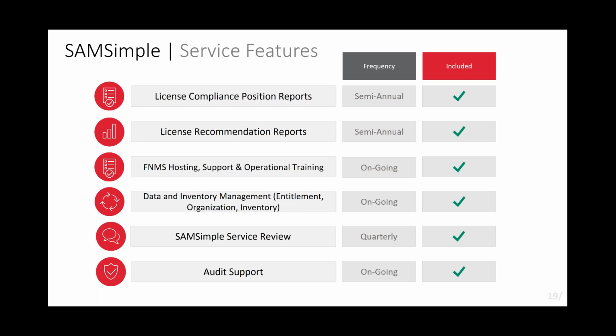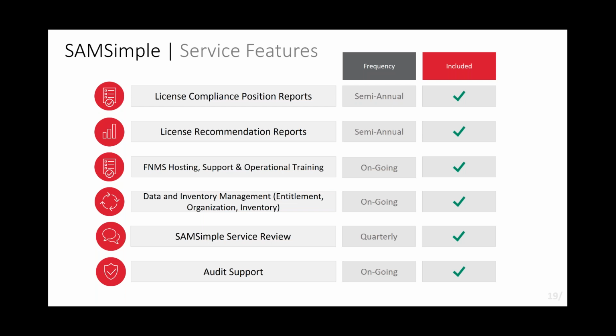So when it comes to the hosting of Flexera's FNMS, FlexNet Manager Suite, the hosting, the support, and the operational training are provided on an ongoing basis. So the customer has full unrestricted access to the technology. We will support them if there are problems. Support tickets can be raised, of course, on an ongoing basis, and access to that e-learning library, the tutorials that enable the customer on the technology, available on an ongoing basis.